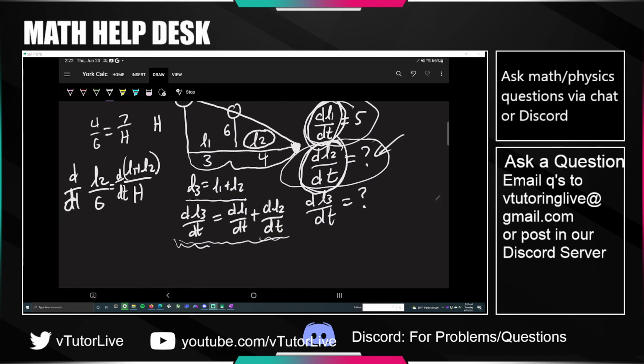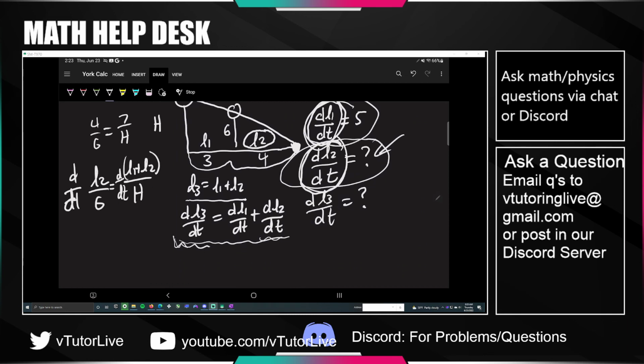Carry out the rest of the algebra yourself, and just remember your basic derivative principles, right? Like division by a constant, division by 6 or division by capital H, the derivative basically ignores that. Just try to remember your basic rules with derivatives. This should let you come up with an explicit number for dL2 over dt.